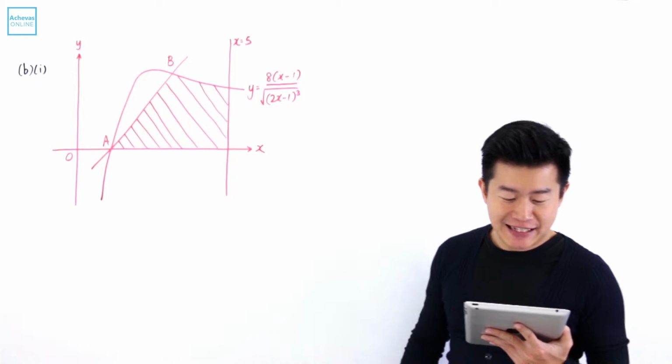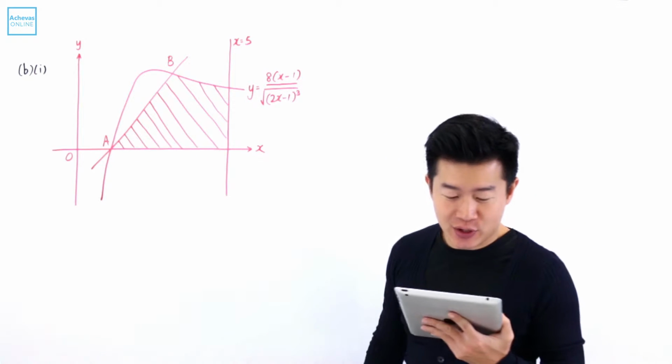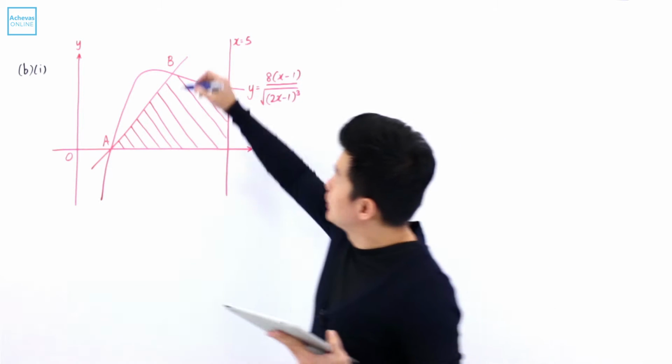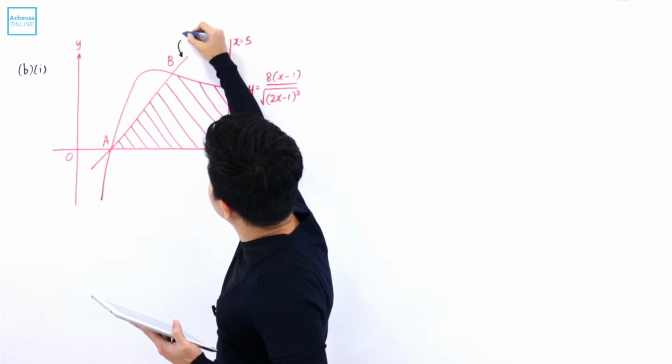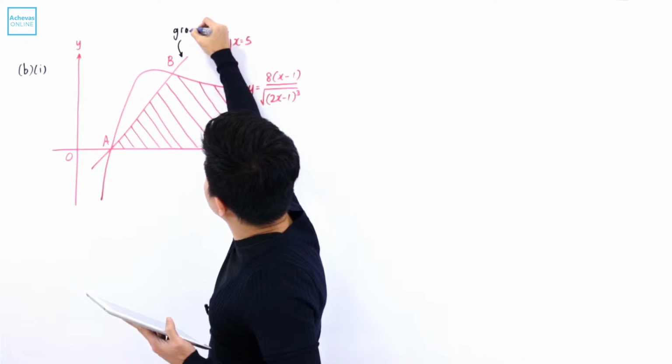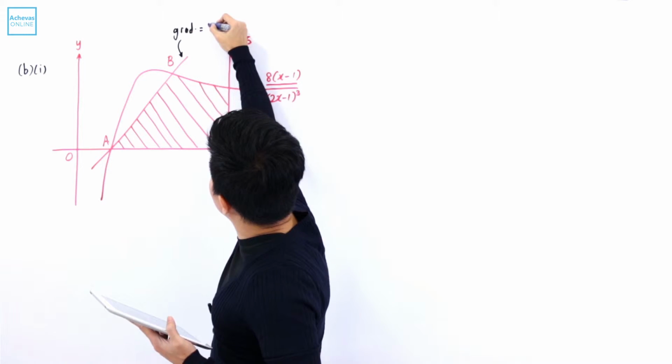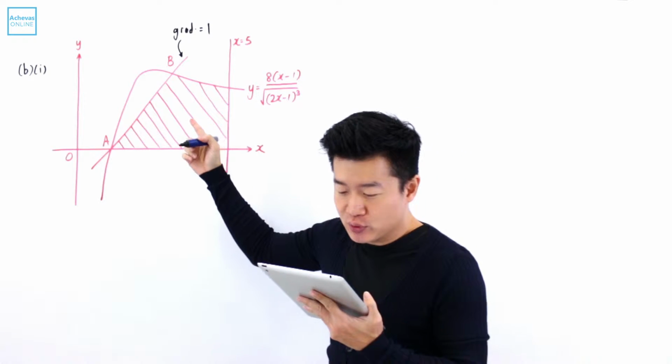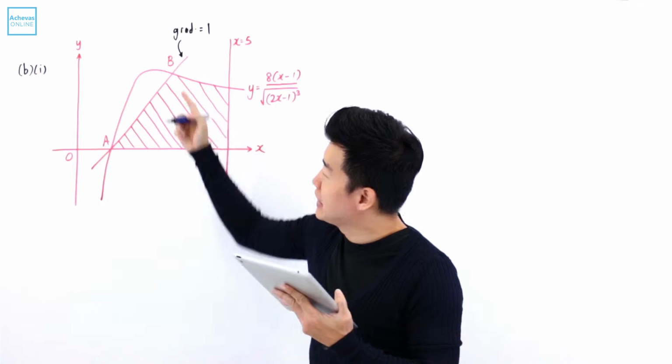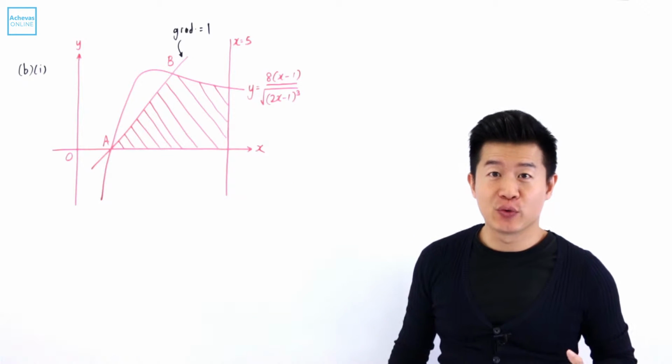It is given to me that this line AB has a gradient of 1. So the gradient of this line is equal to 1. We are supposed to show that the y-coordinate of B is equal to 3 over 2.